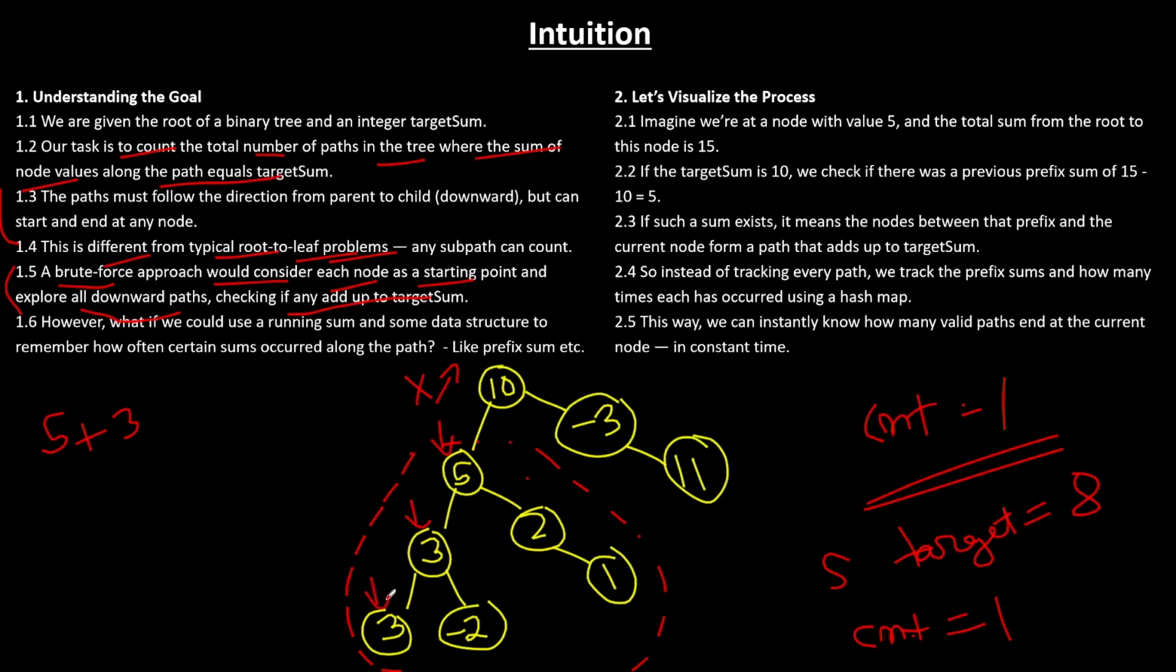Okay. Then you went more below to the child. Got another 3. Now the sum is 8 plus 3, 11, right? So it is not feasible, right? So what you do, you just go back. You come back to here. Then you try this path.